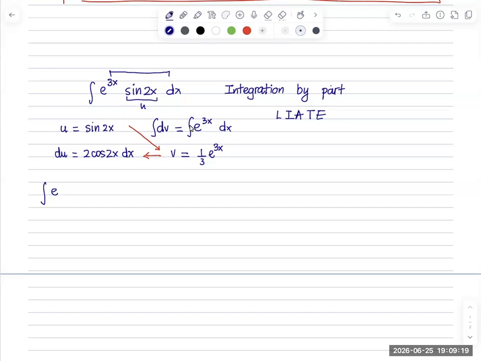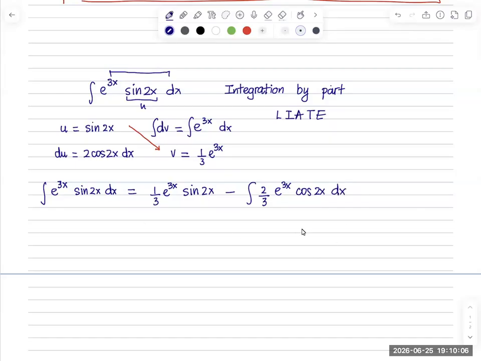So the integral of e^3x sine 2x dx is equal to uv, u times v. U times v is the same as sine 2x times 1/3 e^3x. So I'm gonna have 1/3 e^3x sine 2x minus the integral of what? v du. And my v is 1/3 e to the power 3x, so I'm gonna have 1/3 e to the power 3x times 2. So in the end we have 2/3 e^3x cosine 2x dx.